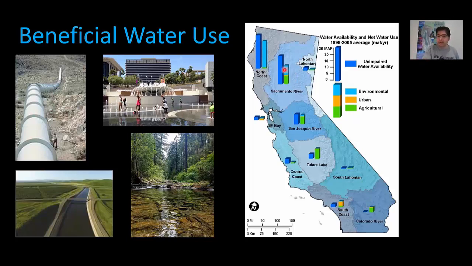Here it will be about a third. Now, as you can see here, in this case about a third is for the environment, some for urban, some for agriculture. And then here in San Joaquin, pretty much there is nothing for that. All of the water is used consumptively for agriculture.